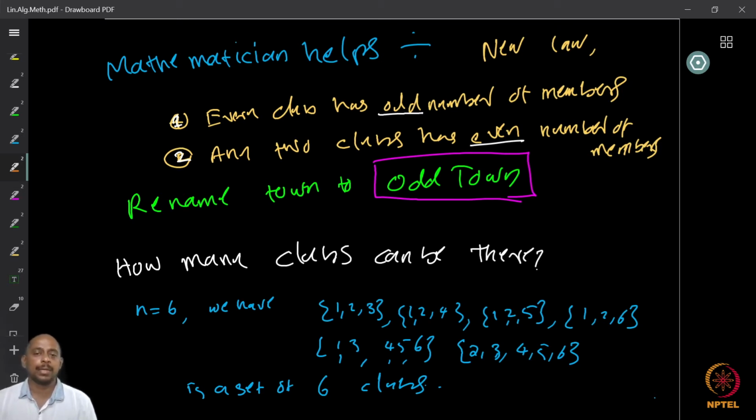Now the question is, how many clubs can there be with these restrictions? Can you think about how many clubs are possible with rules 1 and 2 for Odd Town? Let me come up with a small example. Suppose there are 6 people in the town, N equals 6. Then I come up with several possible sets of 6 clubs. Here is an example: 1, 2, 3.